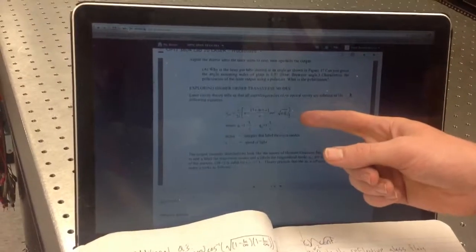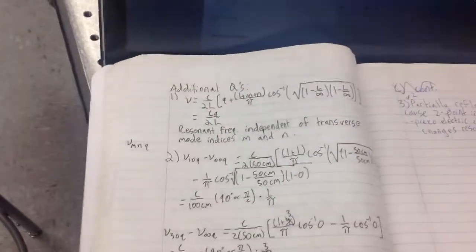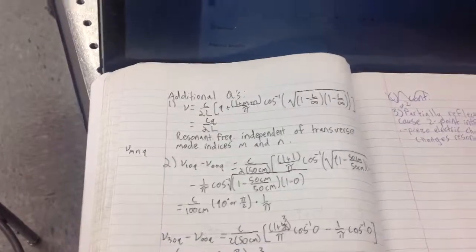Using this equation and assuming that both radii of the mirrors are infinity, the resonant frequency of the laser is found to be cq over 2L, which is independent of the indices m and n.